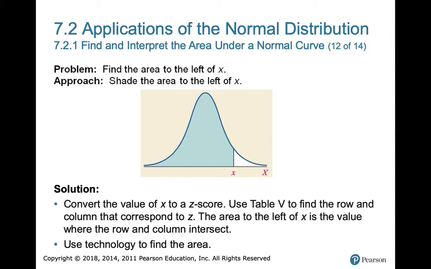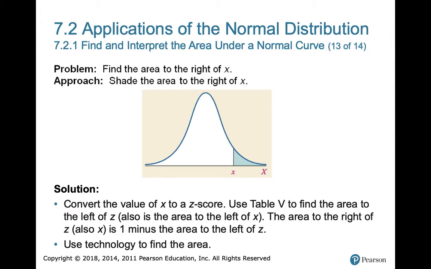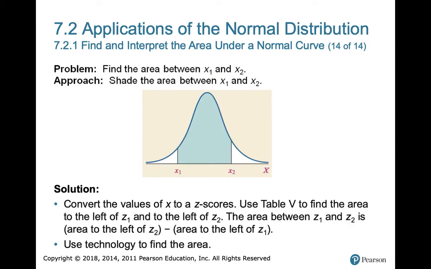So here we're finding the area to the left of the value. We can shade that in. We can convert it to a z-score and then use the z-table. We can also use technology, and I will show you how to use StatCrunch for the technology there. To find it to the right, we're going to need to do that complement. So these two slides are just a summary of our types of problems.